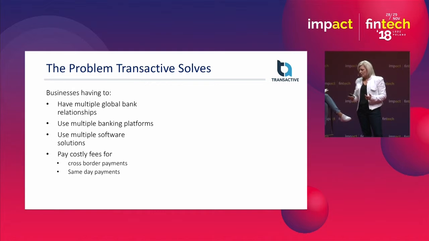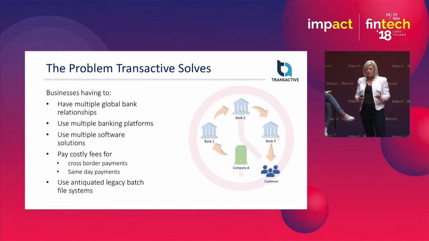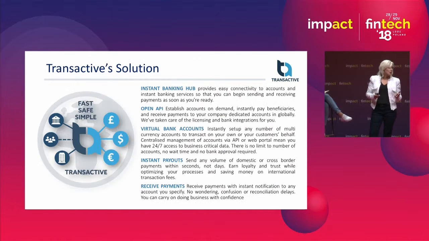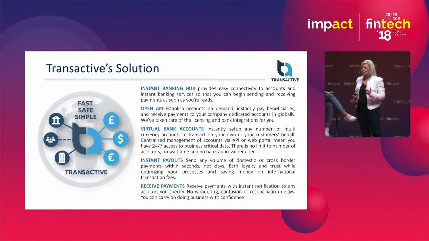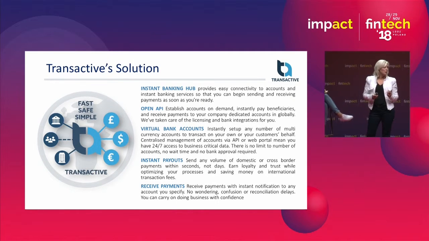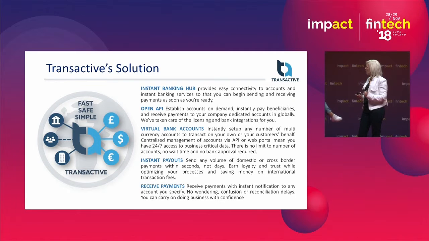So just looking at that and looking at the antiquated legacy batch systems, Transactive was built to solve some of these issues. You have access to instant payments in the UK, Europe, and US. You also have one single API, one single platform that connects to settlement schemes around the world. And you also have virtual IBANs, whether that's one IBAN that you require or multiple IBANs, to enable you to send and receive payments, simplifying the whole process.